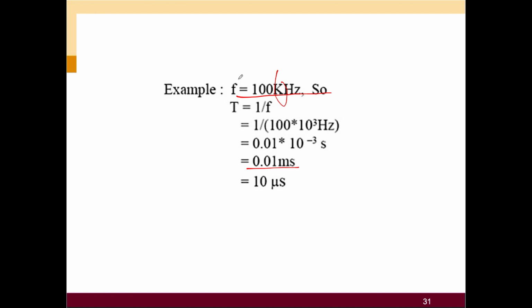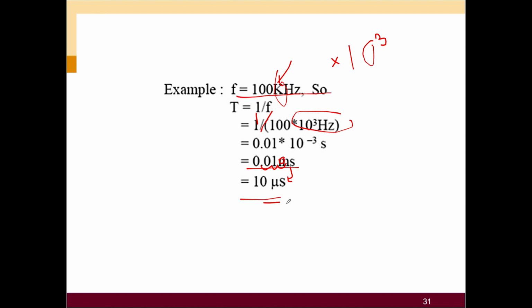So let's say you were given 100 kilohertz, you know that kilo is 10 to the power of 3. So you have 1 over 100 times 10 to the power of 3, and you get your answer, which is 0.01 millisecond. You can also convert it to another unit, so over here you have milli, and then micro, so it's 10 microsecond.